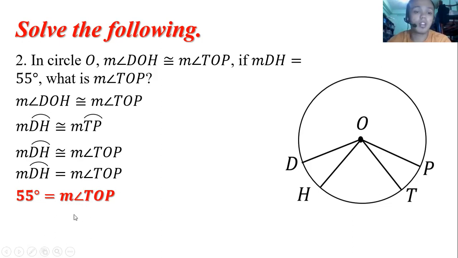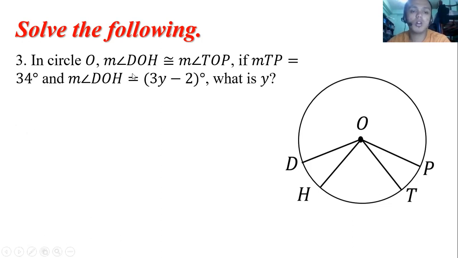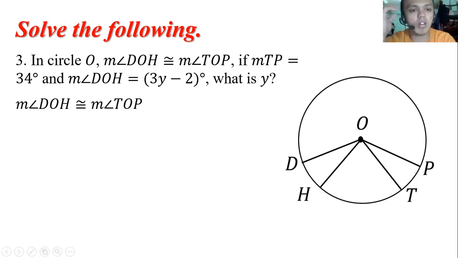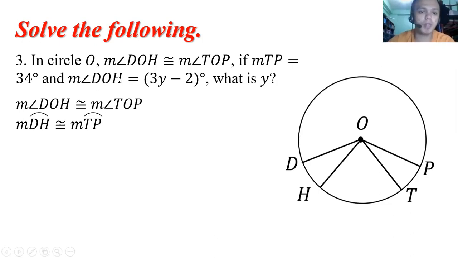Okay? Next. In circle O, measure of angle DOH is congruent to TOP. If the measure of arc TP natin is 34 degrees, ito yon. And your measure of angle DOH is 3y minus 2. What is y? Okay? So here, no? By given, DOH is congruent to TOP. It will follow that DH is congruent to TP. Okay? And then, given lang natin this TP and DOH, kaya yung DH, palitan natin ng DOH, no?